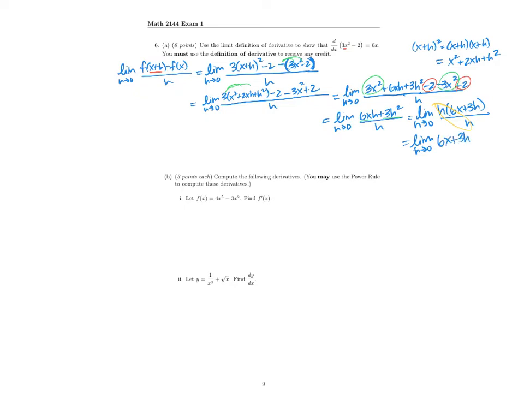And now I no longer have that pesky h in the denominator, so I can go ahead and evaluate this by plugging in h equals 0. So we're left with 6x, which is what we were trying to prove.